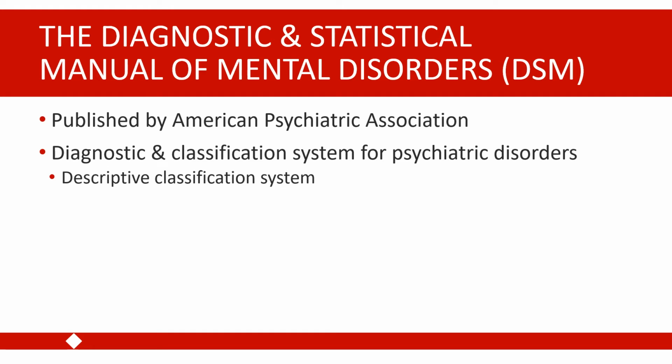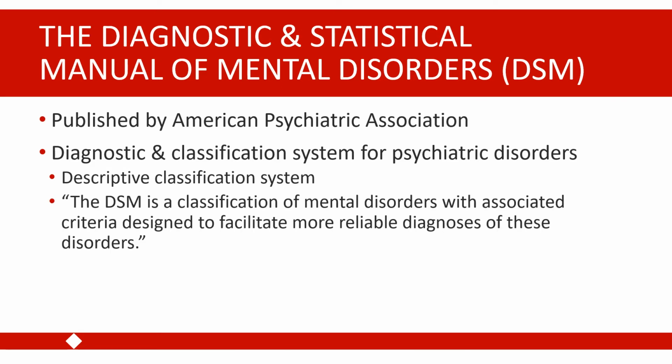So unlike those classification systems that are based on causes of illness, the DSM is explicitly a descriptive classification system that classifies disorders on the basis of their observable characteristics. So in the DSM's own words, it is a classification of mental disorders with associated criteria designed to facilitate more reliable diagnoses of these disorders.